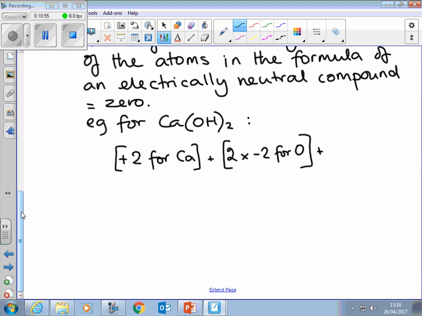And then we need the hydrogen as well. What do you think the oxidation number of the hydrogen might be? +1, yeah. I'll have to put the plus in for the hydrogen. So what we end up with is +2, then 2 lots of -2 is -4, so we're going to have -4, and then +2 over there, equals 0.